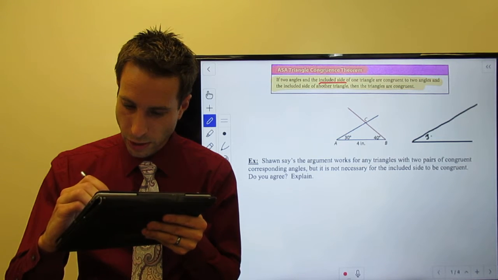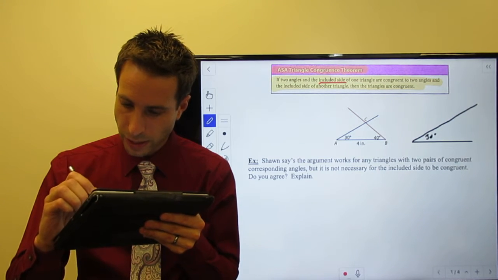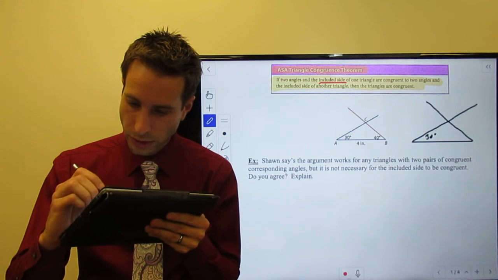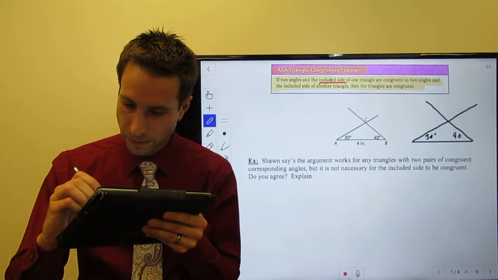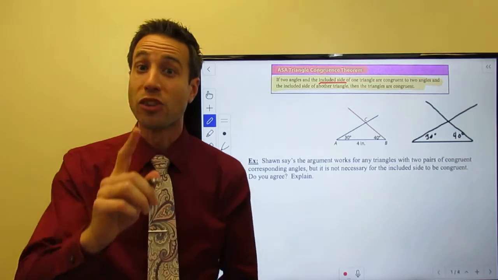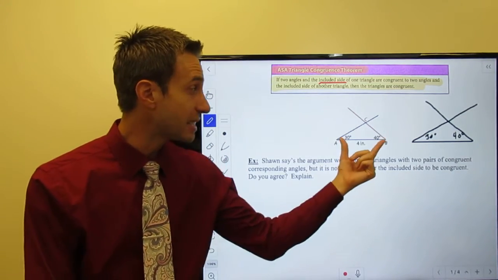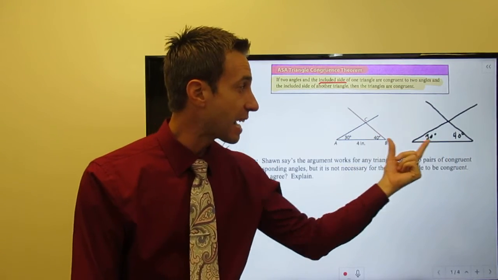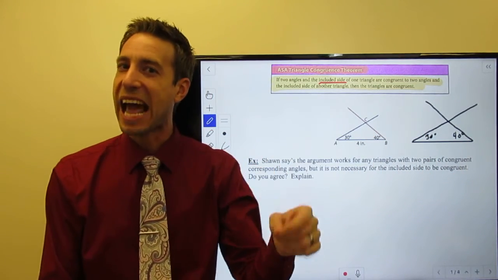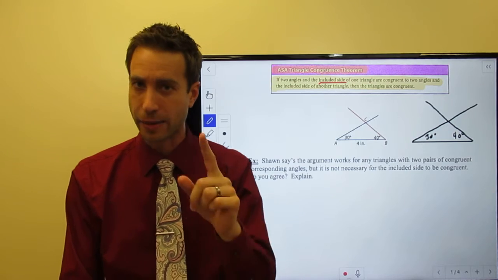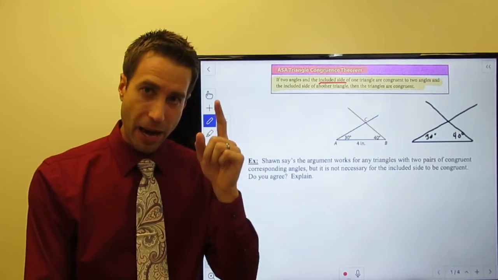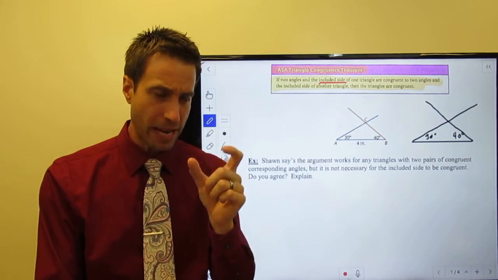So this one is 30, and this one over here is 40. Now, let's think about this for a second. Please notice what happens, all right? As long as these angles are the same, why does it have to be the included side? Watch this. Imagine with me, use your imagination here.